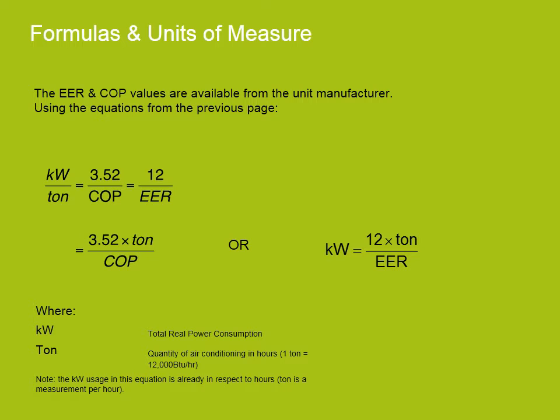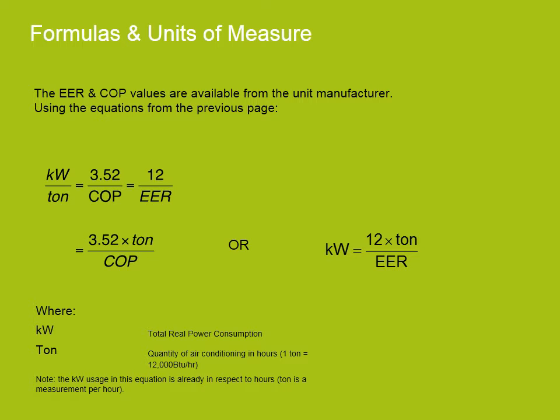Generally, it is not important to understand the math, as the EER and COP values are available from the unit manufacturer. However, using the equations from the previous page, the kilowatt hour can be calculated by manipulating the equations. Kilowatt hours will equal 3.52 multiplied by the ton required divided by the COP of the unit, or 12 multiplied by the ton required divided by the EER of the unit.